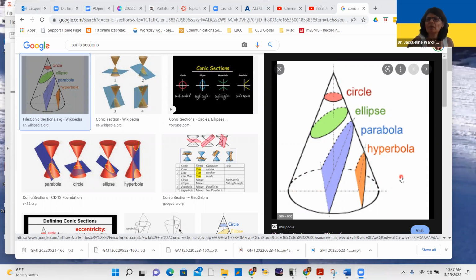So you have your ice cream cone upside down here, and you're going to take that plane and slice it. If you slice it evenly, perpendicular to an axis going right through the middle, then the shape that's created around the edges of that cone is a circle. And if you take the paper and slice it at an angle, then the shape that's created is called an ellipse.